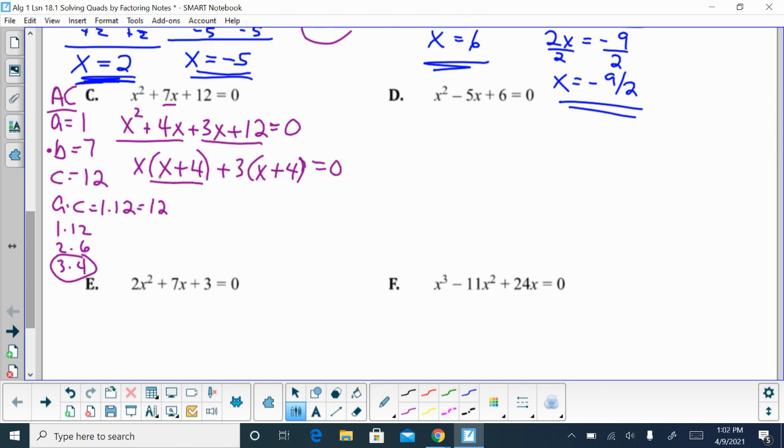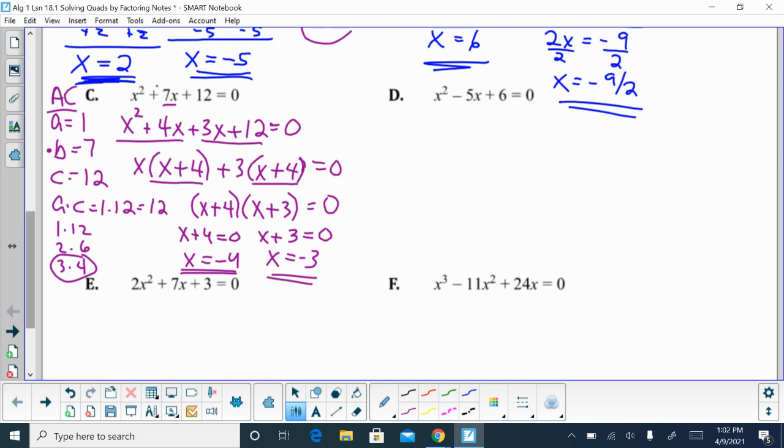Now, notice, what's the common factor for this? X plus 4. So let's divide x plus 4 out, and that leaves me with x plus 3. And shazam, we have it factored down. Now my goal is to solve, so let's take each part, set it equal to 0, and solve for x. And there we have the 2 solutions for that quadratic right there.